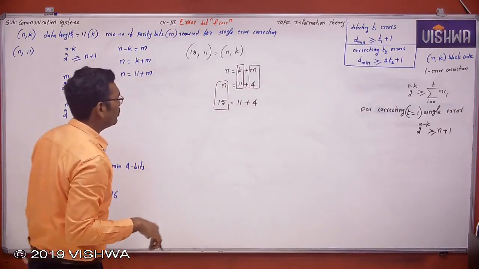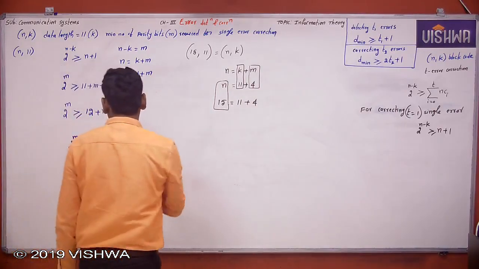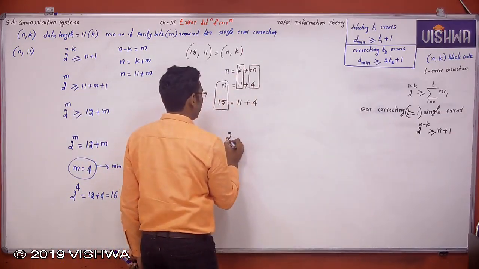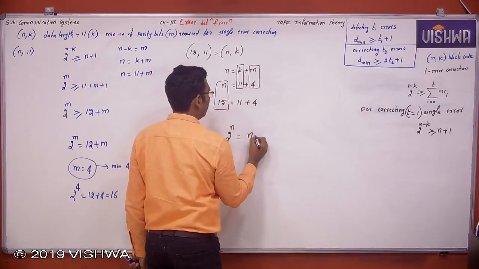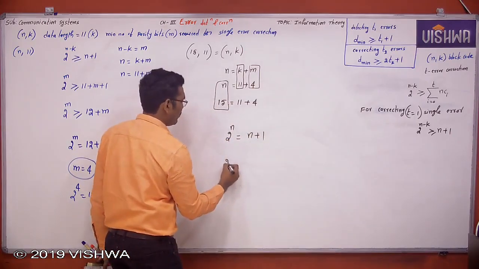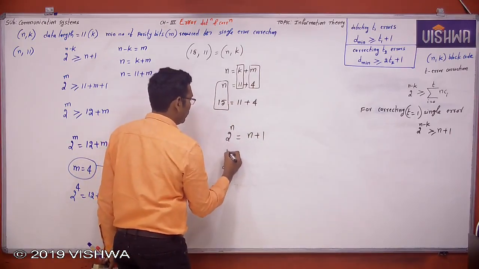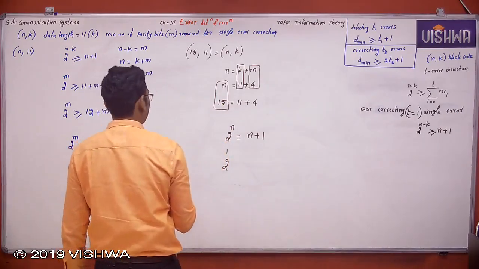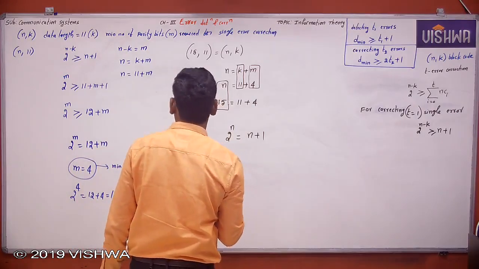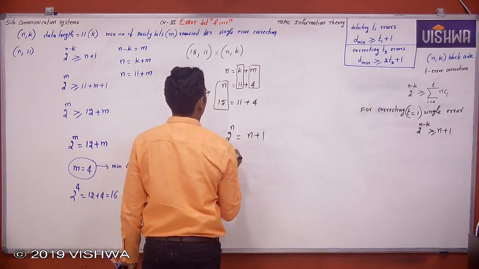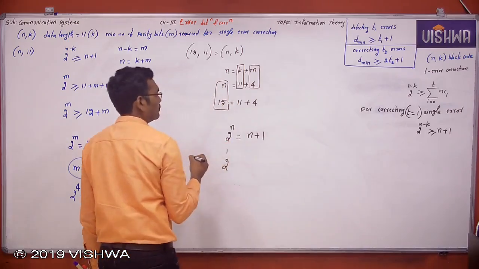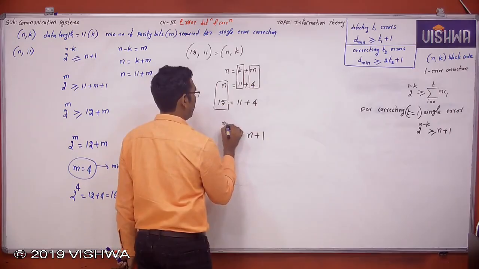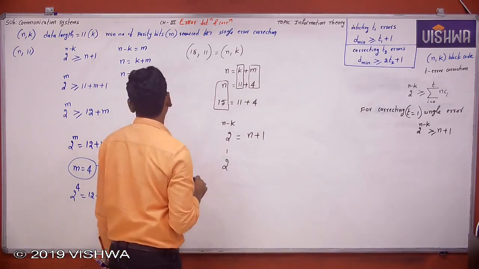Okay. And one more thing you can identify: whether the equality condition is satisfied or not. This is greater than or equal to. So is 2 power n minus k exactly equal to n plus 1? Now see here, what is 2 power n minus k? What is n minus k?